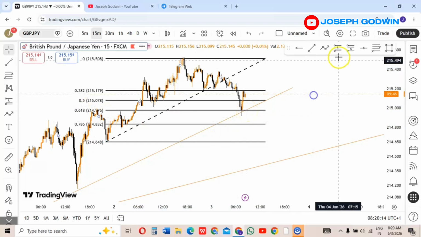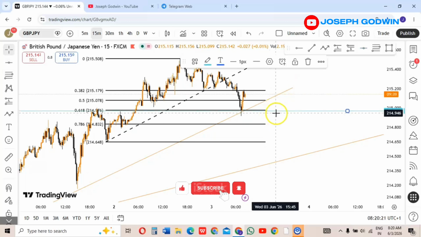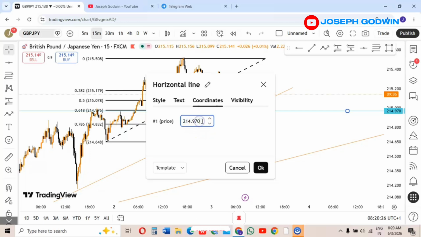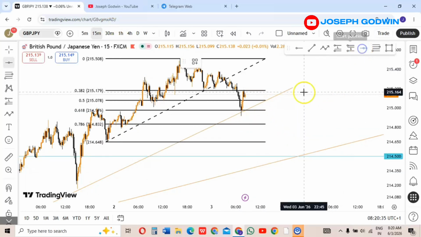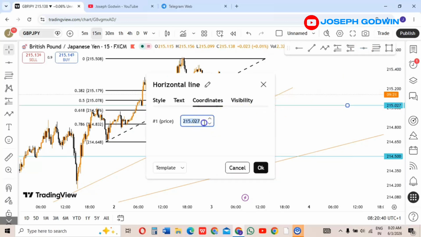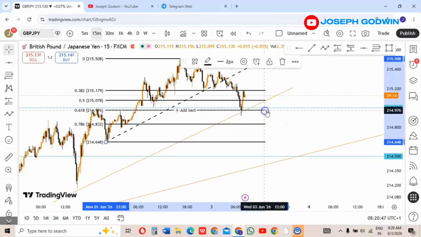And also the psychological level that I just taught you guys just now. There's a psychological level around this point, which is 14,500. No, 15,500, sorry, 15,500, not 14. Something like this. Yeah, this is the psychological level that is present here.